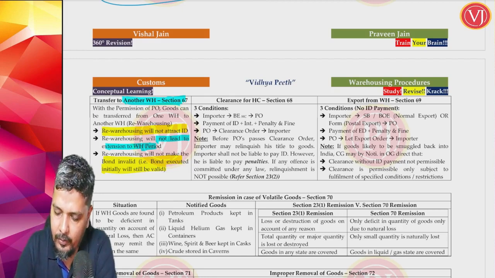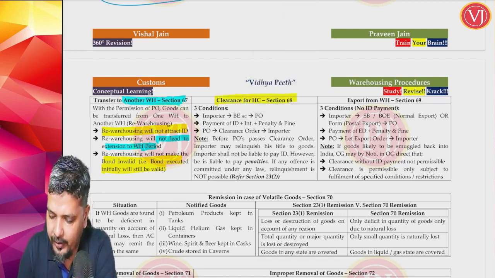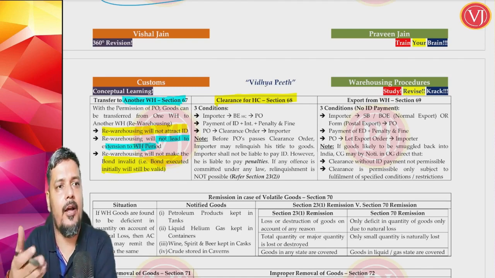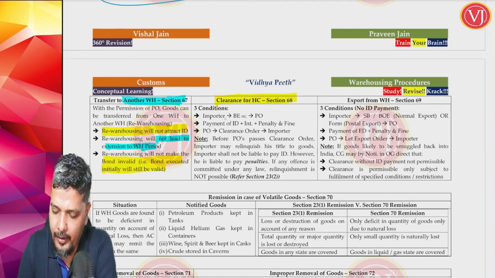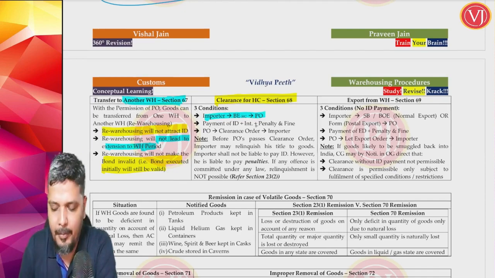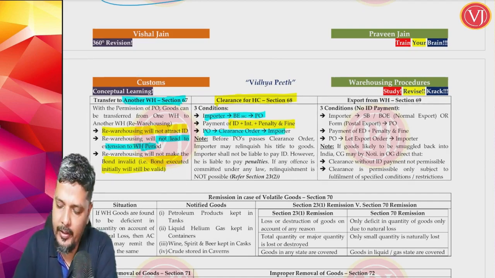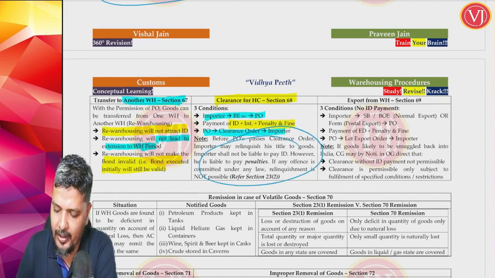Clearance of goods, section 68. Which means the main thing, what are you going to do from the warehouse? You are going to file a bill of entry for home consumption, pay the import duty with interest and penalty. Officer will give a clearance order. And this we have already discussed in your exception to charging section.